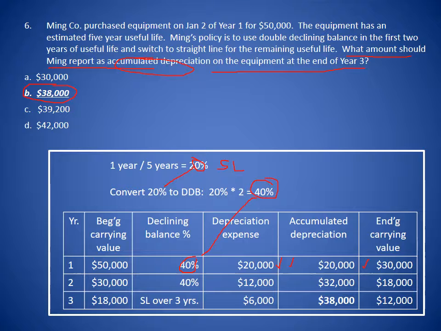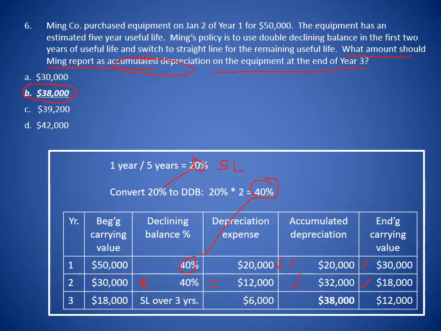$30,000 times 40%. So our depreciation expense equals $12,000. So our accumulated depreciation equals the $12,000 plus the previous 20. So now the accumulated depreciation will be $32,000, which means our ending carrying value will be $18,000.